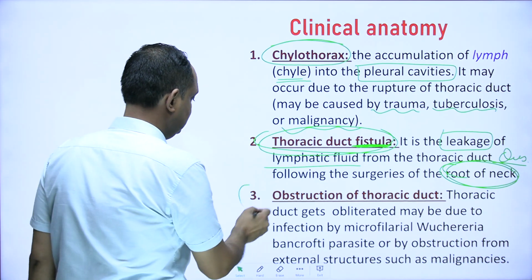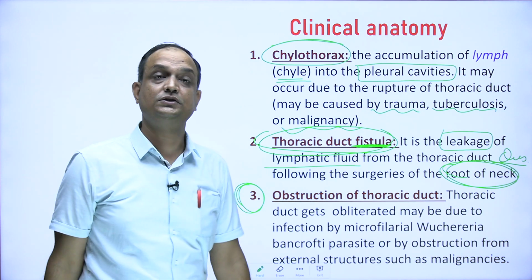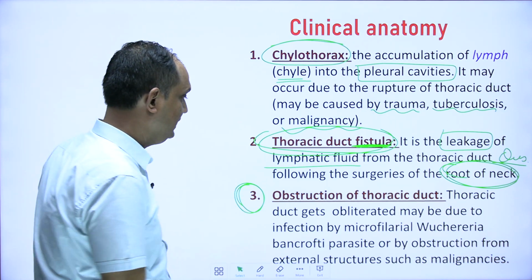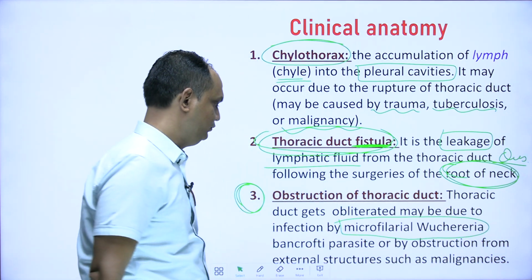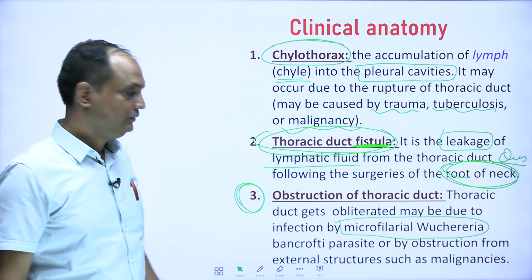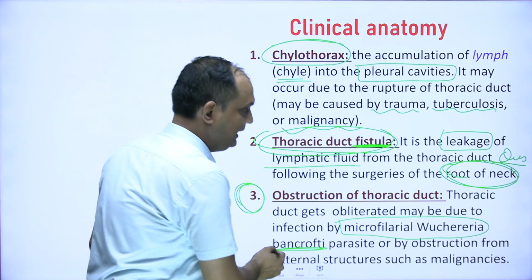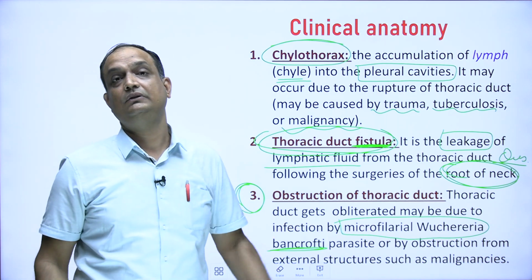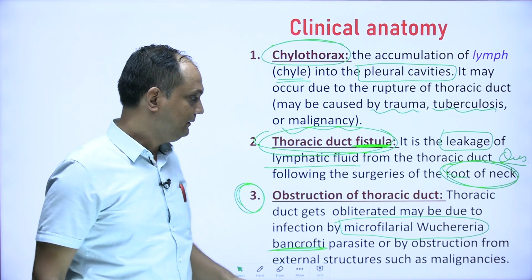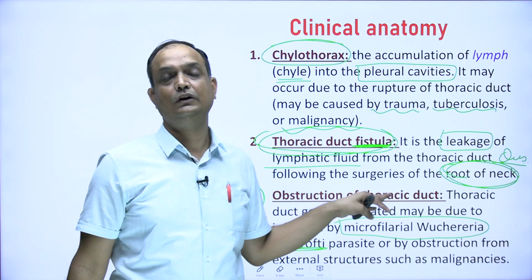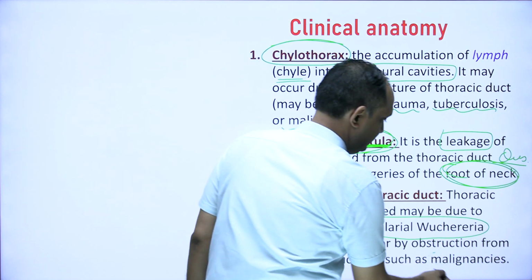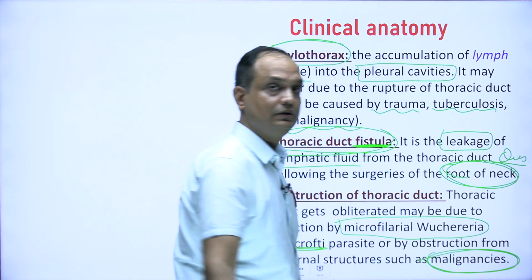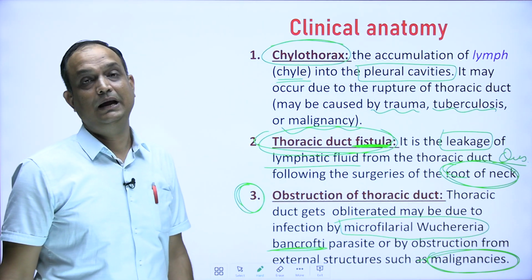Then the third is obstruction. Obstruction of the thoracic duct may occur with a parasitic infection by the microfilaria Wuchereria bancrofti. When the infection of the microfilaria occurs, the patient will have filariasis. Clear? So that is one of the causes of obstruction. Apart from that, obstruction may occur because of external pressure caused by tumors or malignancies.